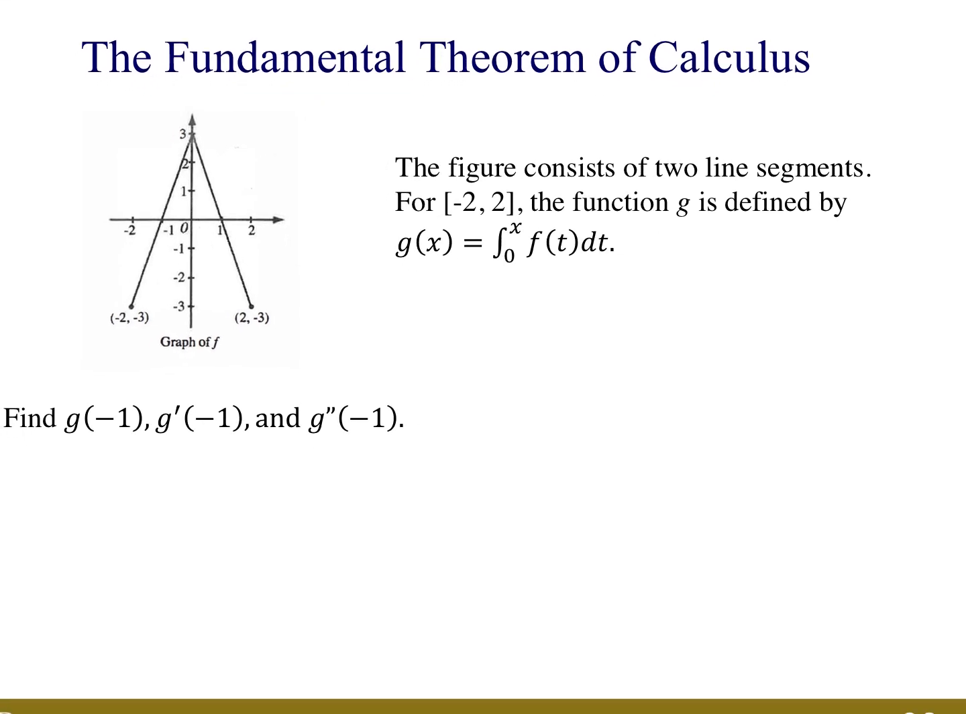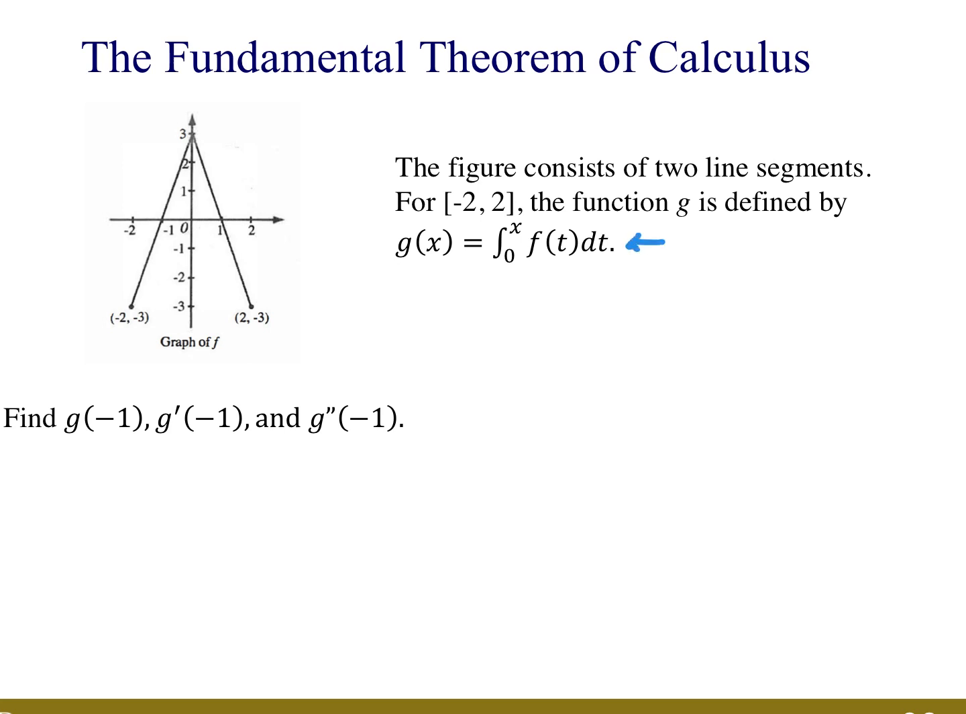The figure consists of 2 line segments, so we know that they're straight. This could be nice geometry for us. The function g is defined starting where? At 0. Is there any initial condition value I've been given? Yes, 3-ish, just a little below 3. That's the value of g of 0, but I haven't been given anything to have a plus c in the equation. They've given me my equation starting at 0.